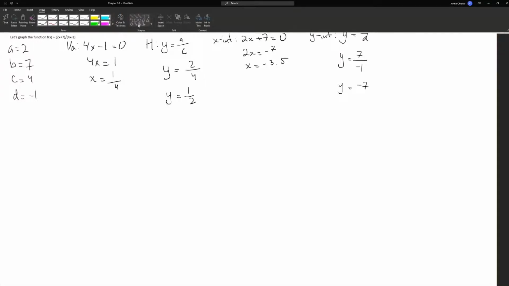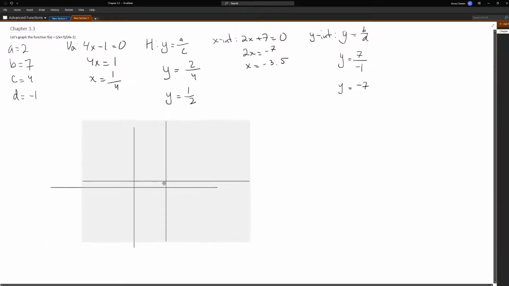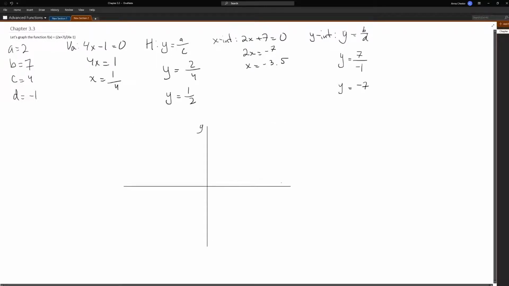So for example, let's insert the x and y plane. Make sure to label them, because again, teachers are very picky about this and it also makes your life easier. What we know for a fact is that we have a vertical asymptote at a quarter. So let's say this is 1, 2, 3, negative 1, negative 2, negative 3. We have a horizontal asymptote at 1/2.